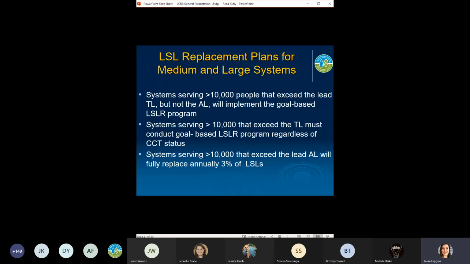So for water systems serving greater than 10,000 people, they can stop the goal-based lead service line replacement when a system is below the trigger level for two consecutive monitoring periods. Additionally, systems serving greater than 10,000 that exceed the lead action level will fully replace annually 3% of lead service lines based on a rolling 2-year average.